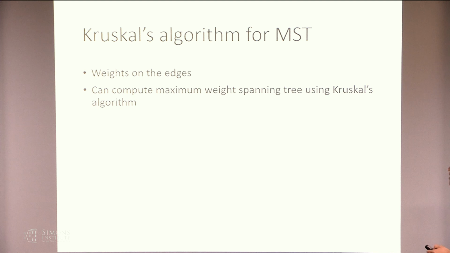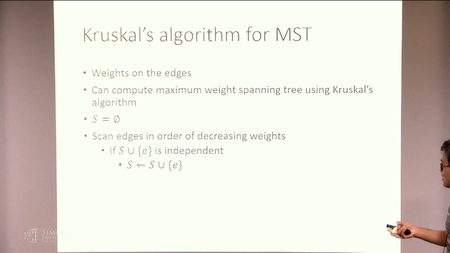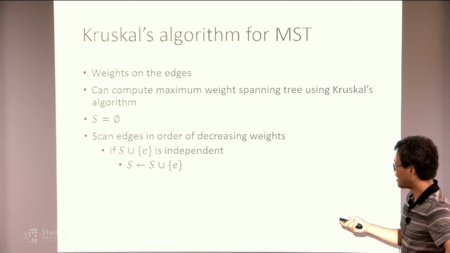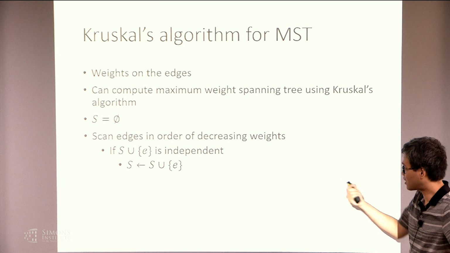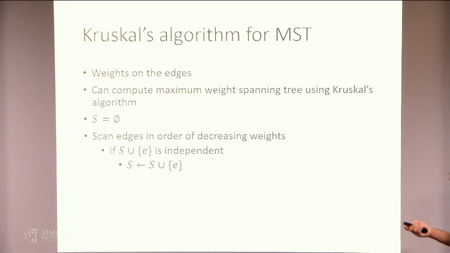So now the elements also have weights on them, and we would like to compute the base of maximum weight. There are many algorithms, but one way is Kruskal's algorithm. It works something like this. I initialize to an empty solution, and then I scan all the elements in order of decreasing weight. Basically, it's a greedy strategy. If I can add an element while maintaining independence, I'll add it. I just scan through them exactly once, from the highest weight to the lowest weight. And that would give you the maximum weight spanning tree. So this is Kruskal's algorithm.